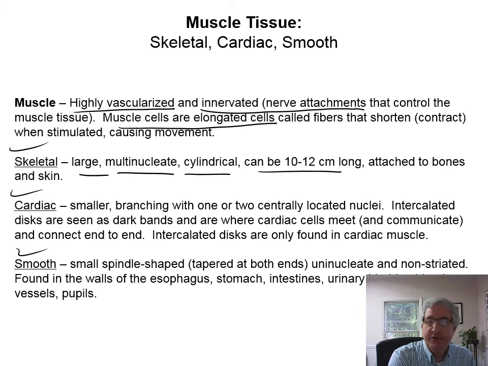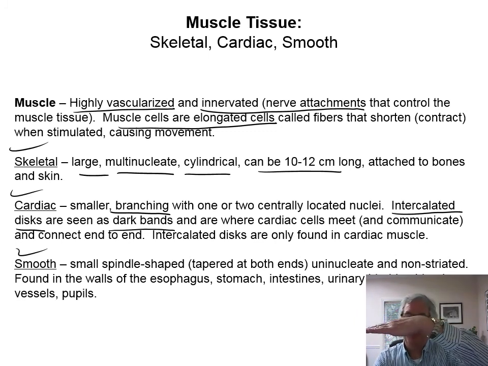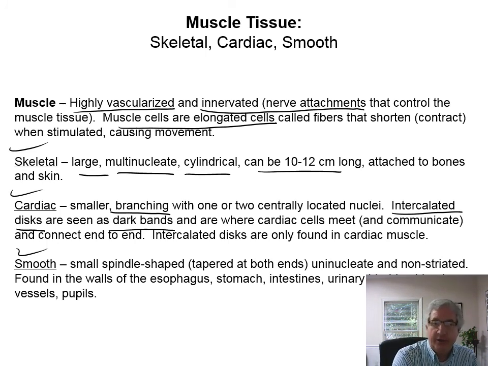The big distinction you can tell between cardiac and skeletal muscle is not just the branching, but also something called intercalated discs. Those are dark bands perpendicular to the way the fibers are going. So you have a fiber, then an intercalated disc, and then another fiber starts on the other side. It's where cardiac cells meet, communicate, and connect end to end. You only find intercalated discs in cardiac muscle.